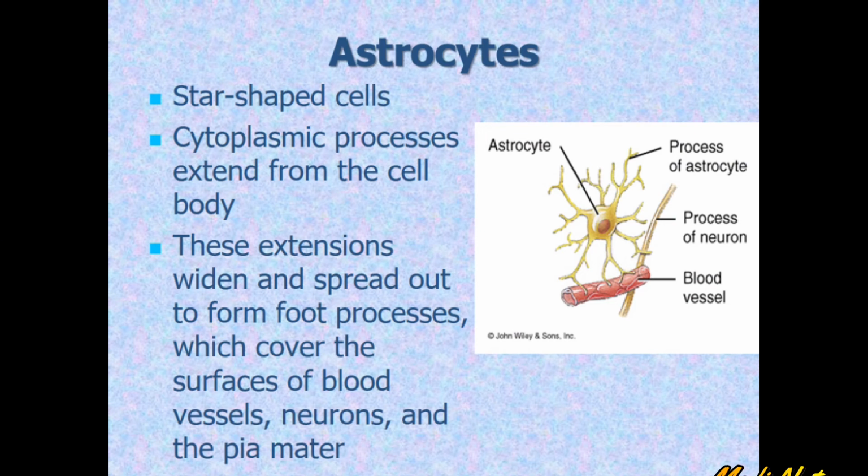Astrocytes are star-shaped cells. Their cytoplasmic processes extend from the cell body, and these extensions widen and spread out to form foot processes. These foot processes cover the surface of blood vessels, neurons, and the pia mater. Pia mater is a membrane which covers the brain. So in the picture you can see the astrocyte and how it forms these foot processes.